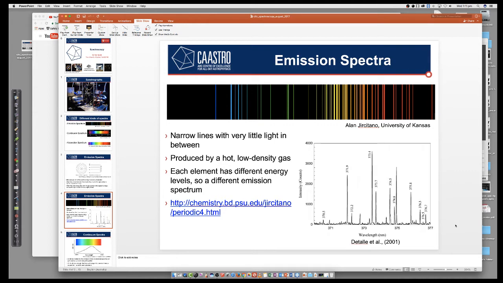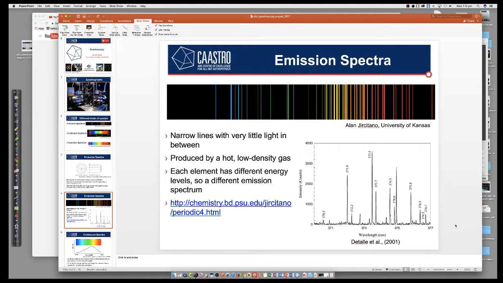As I said, the pattern of lines you get is related to the energy levels that each atom has, and different elements have different patterns of energy levels. That's determined by the number of protons and neutrons in the nucleus, the number of electrons, and the very detailed quantum mechanical structure of these different elements. What this means is that every different element has its own pattern of lines as well.